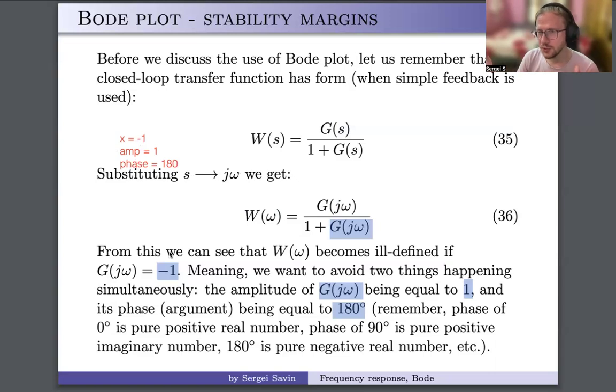Positive numbers would have phase 0, negative numbers would have phase 180. So -1 is phase 180 and amplitude 1. And that is what we want to avoid. If we ever see our G of j omega becoming amplitude 1, phase 180, that is when this closed loop will blow up. That is a big problem.